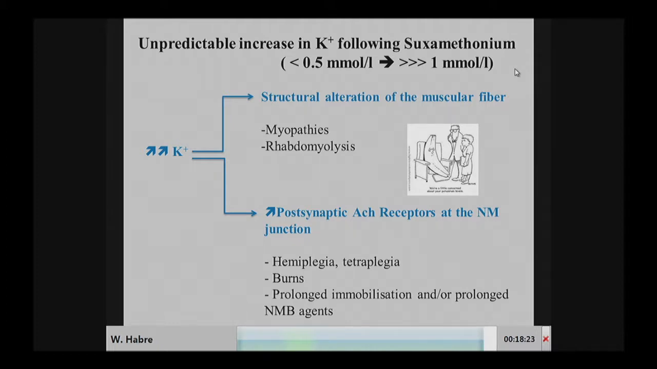While you expect a small systemic increase when you give suxamethonium, less than 0.5 millimole per liter, this can go to over 1 millimole per liter, even higher than this, particularly if you have either structural alteration of the muscular fiber, like in the presence of myopathies or rhabdomyolysis, or if you have an increase in postsynaptic acetylcholine receptors at the neuromuscular junction. And this is the case in the burn patient, or prolonged immobilization, or hemiplegia.